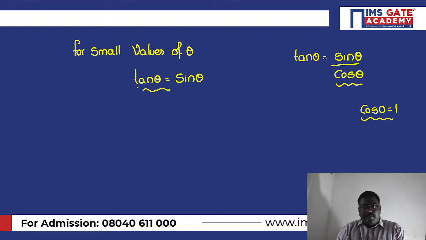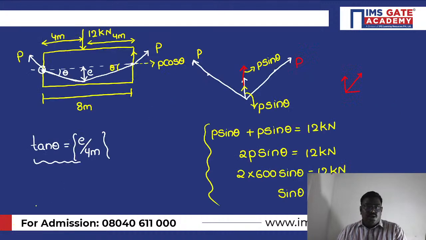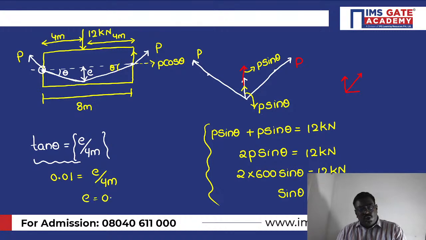This is one of the important things I would like to tell you. So what is the value of sin theta here? It is 0.01. So 0.01 is equal to E upon 4 meter. So eccentricity can be written as 0.04 meter or 40 mm. This is a very important question which was asked in one of the previous GATE questions.